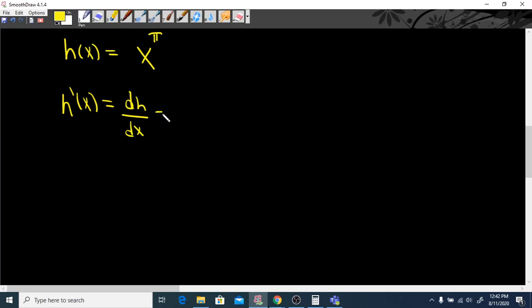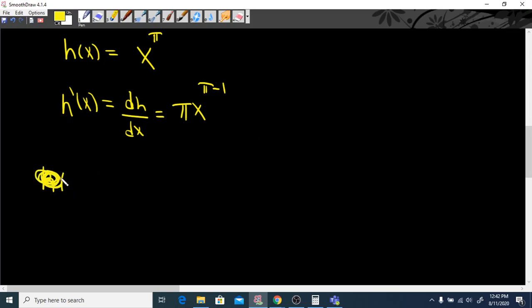Let's come up a little bit. I didn't realize I had all this space up here. Let's do a couple more. h of x. Let's say h of x is x to the power pi. Pi is a real number, so h prime, the derivative, which we can also write as dh dx, bring the pi down, reduce the exponent by 1. Pi x to the pi minus 1. Hopefully you're starting to get the picture here.